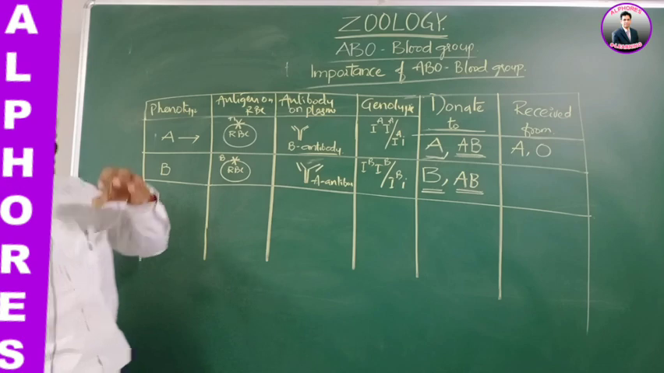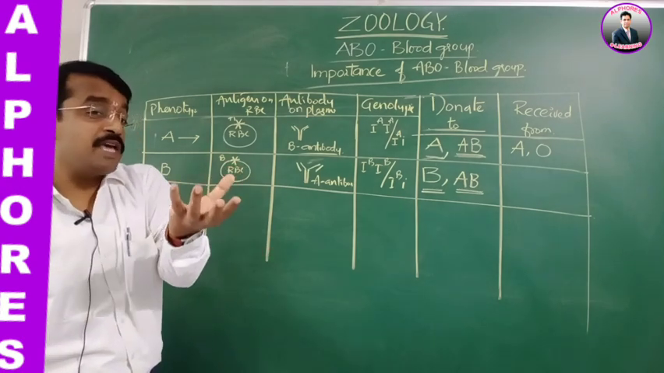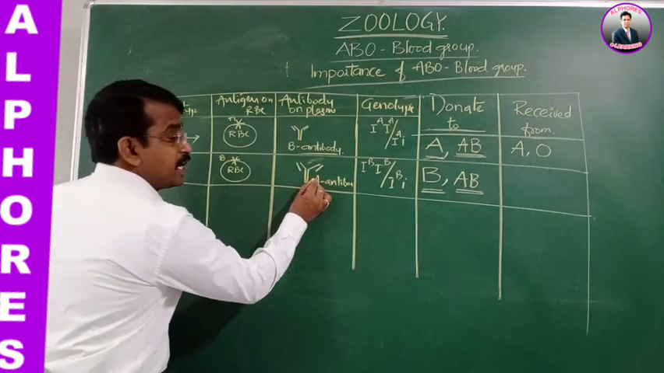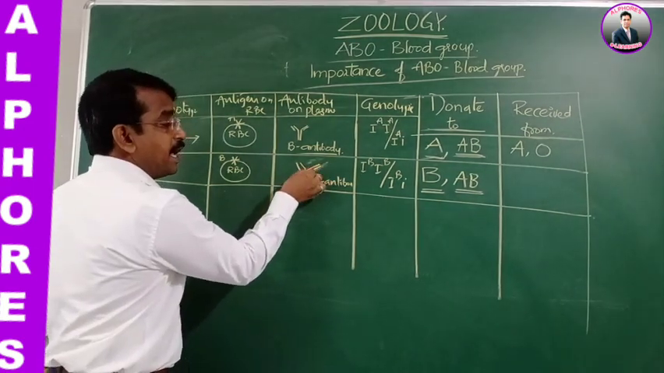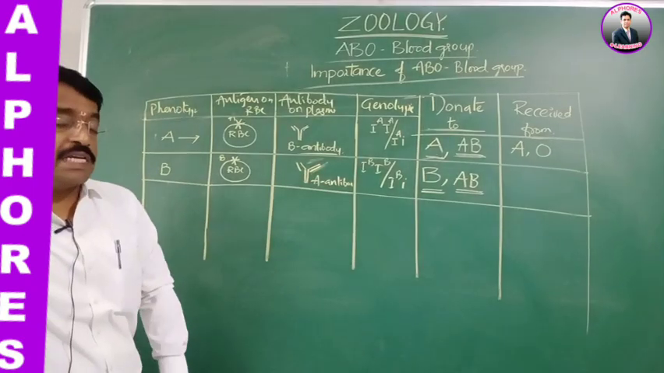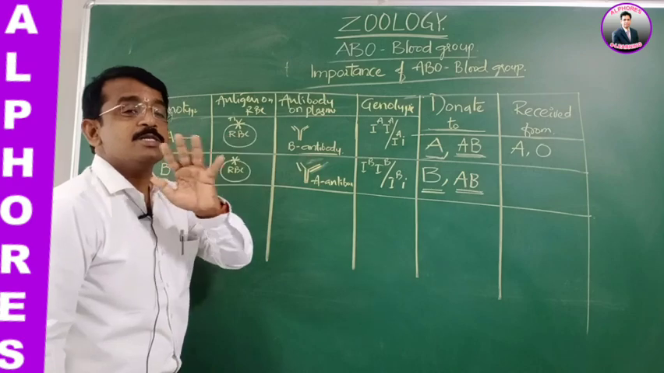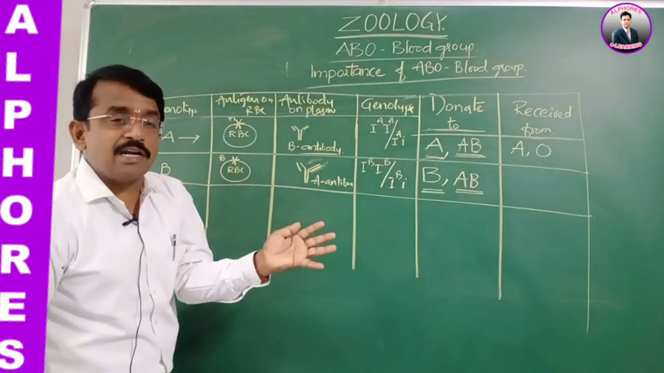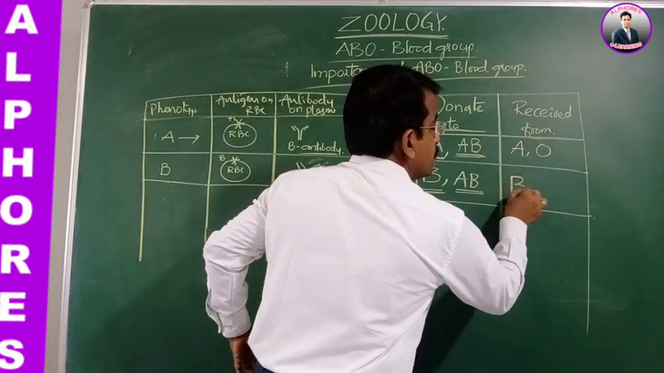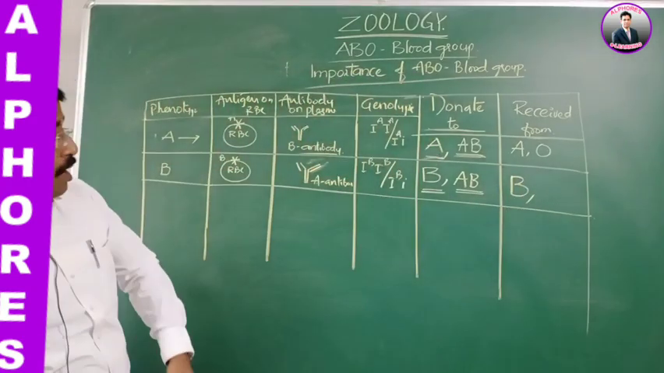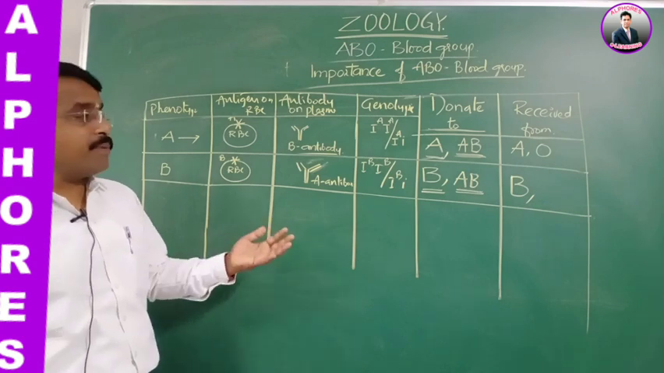Next, let's see from B. B is with the B antigen. And what antibody does it produce? It produces the A antibody. B antigen is what it is receiving and it produces A antibody. So B antigen and A antibody do not clump, so it can receive from B. Third point, AB, AB antigen.